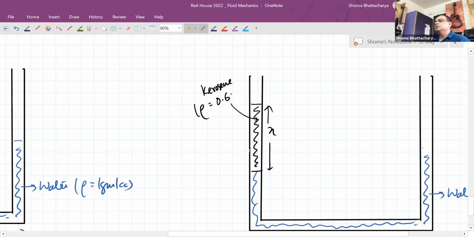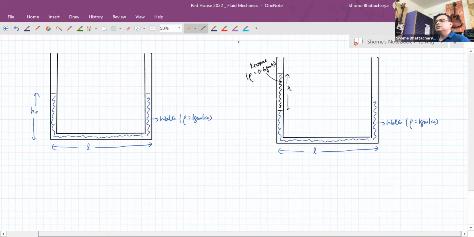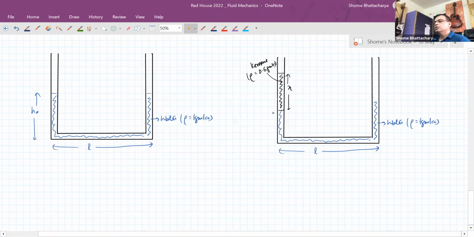So let's assume the density of kerosene is 0.6 gram per cc, or the relative density is 0.6. Now, as a result of that, the level of water on this side would have gone down. So it's now gone down in comparison to H naught to some H1, and the level of water on this side would have come up. So let's say on this side it has come up to some H2.